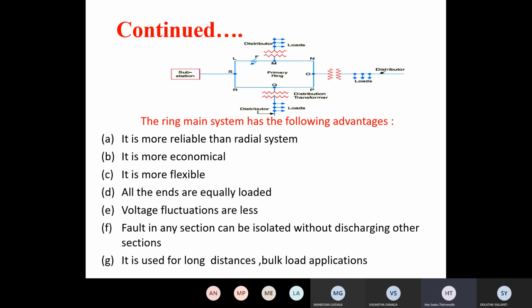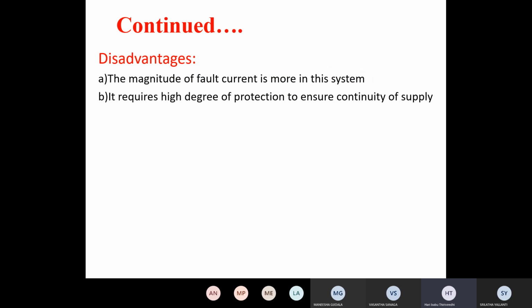Because of the disadvantages, the far end distributor is heavily loaded and voltage fluctuations are more. So radial systems are used for short distances only, that's why in rural areas. Whereas the ring main system has so many advantages, that's why it is used for long distance and bulk load applications. Even though it has some disadvantages: fault current is more in this system. Suppose a fault occurs, that fault current may be high.